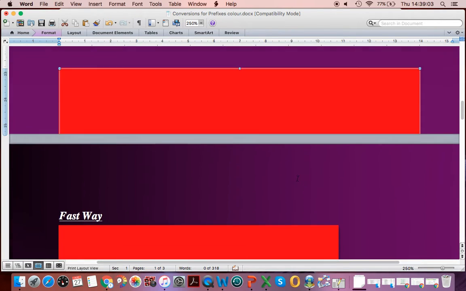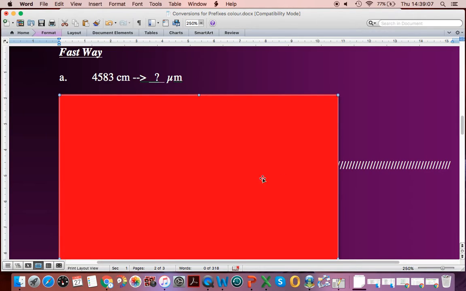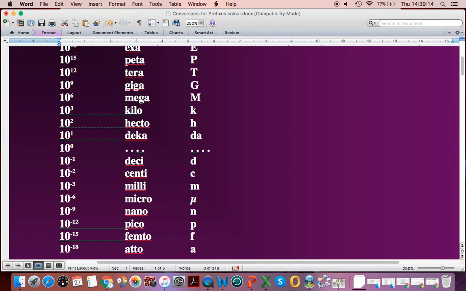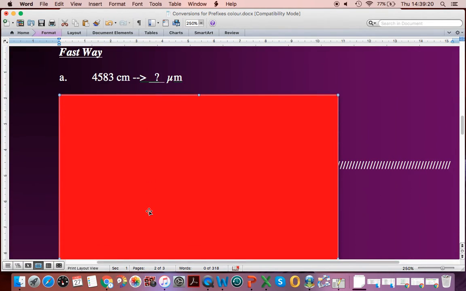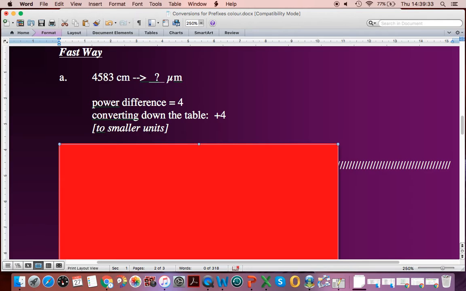So it is time to try some examples. This is a standard kind of question. We're going from centimeters to micrometers. So here's our centi right here, and we're going to micro. We're going down the chart if I read it carefully, and I did. So going from centi, 10 to the minus 2, to 10 to the minus 6, my power difference is 4, and it's going to be a plus 4 because I went down the chart.